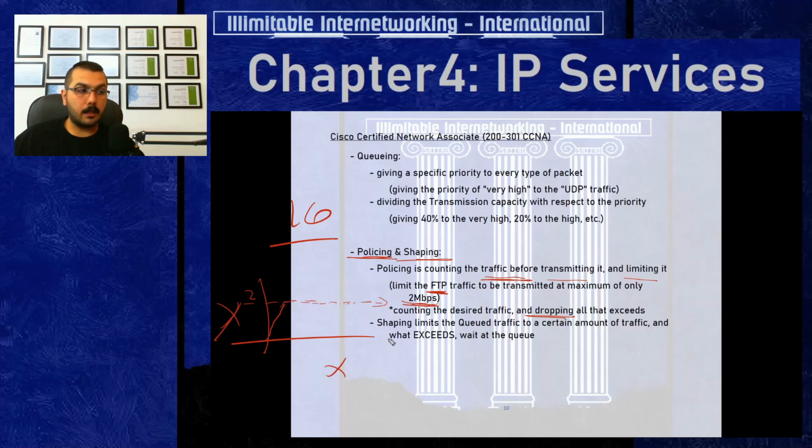But shaping limits the queued traffic that's waiting in the transmission port or in the transmission queue for classification and queuing to a certain amount of traffic, and what exceeds, is it dropped? No, it waits at the queue, it's not dropped.